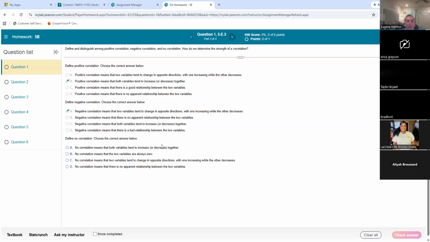And then no correlation. Well, it can't be A. We put that for positive. So B says no correlation means that the two variables are always zero. No correlation means that the two variables tend to change in opposite directions. That's what we put for negative correlation. And then D, no correlation means that there is no apparent relationship between the two variables. So what are y'all putting on that?